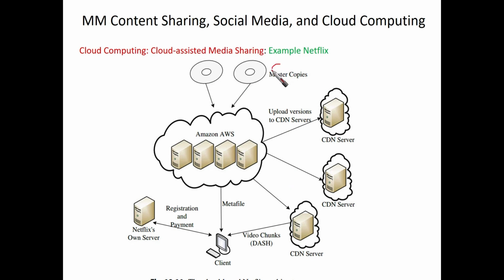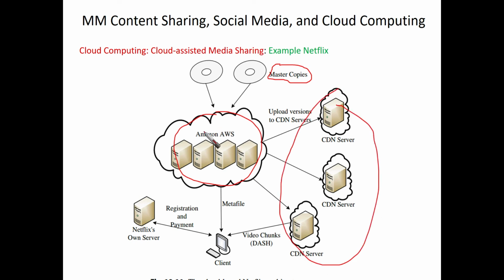Here is an example of what Netflix does. They purchase the master copies from the producers and studios, and this master copy is copied and then converted to different versions based on different audio quality and video quality, according to different customers' requirements. Those copies are then uploaded to Amazon AWS. So everything is on the Amazon network. Netflix also uses content delivery networks, which are again provided by Amazon servers.